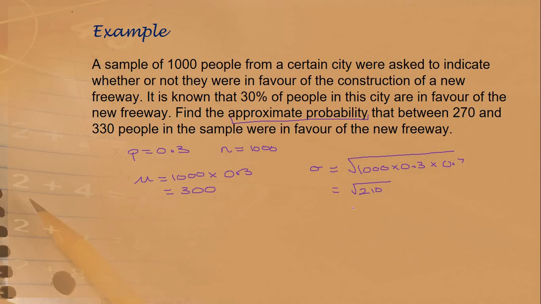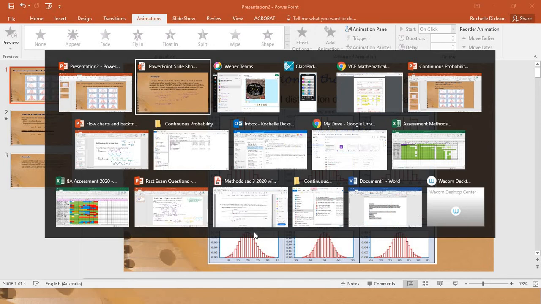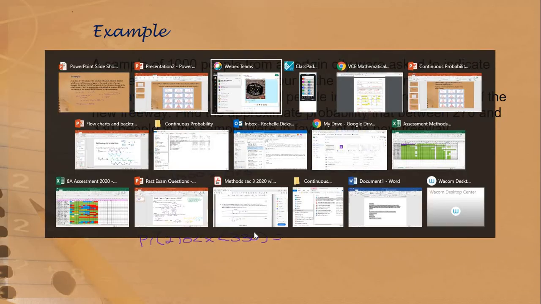Because I'm using the normal approximation, I can now define my variable as being normal with a mean of 300 and a variance of 210. But remember, we tend to write it as the standard deviation squared. We're wanting to calculate the probability that x is between 270 and 330. And now we can get our CAS.